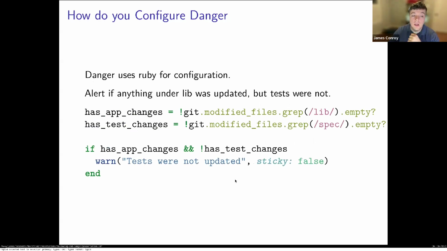And this is one of the rules. Maybe you just want to alert if anything under your lib directory was updated, but the corresponding tests were not. Just check to see if we have app changes by grepping for any changes under lib, and then compare to see if we have any test changes by grepping for anything under spec. And if you do have one but not the other, then we warn about it.